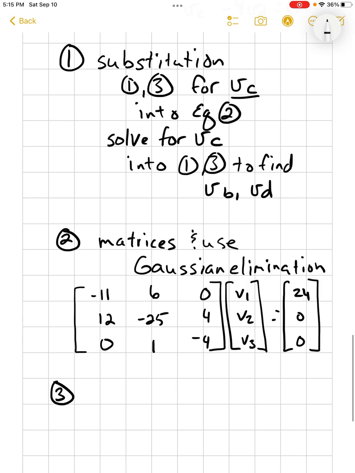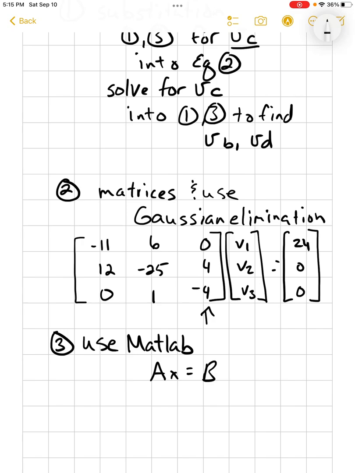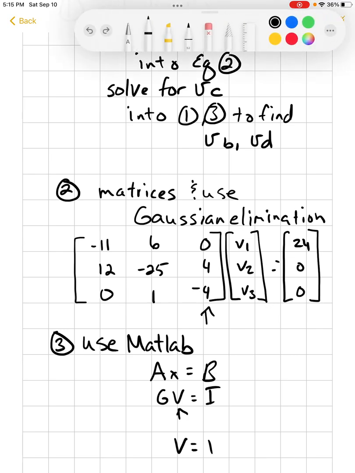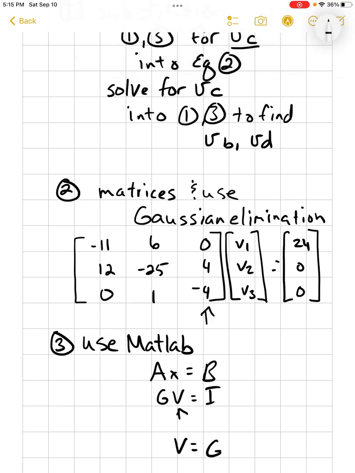And then the third way, kind of built on this, is use MATLAB. So if you're familiar with using matrices from MATLAB, you can go in and you can use this. You can use the idea that AX equals B, except in this case, usually you have a form of GV equals I. You can solve for this by saying that V is equal to G inverse I. And then you can use your matrix manipulations in MATLAB.